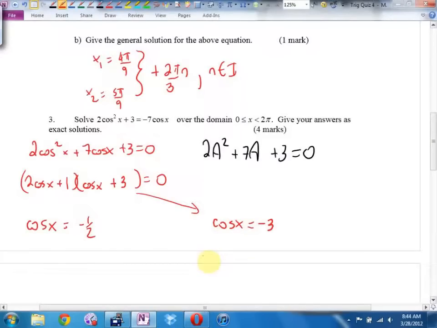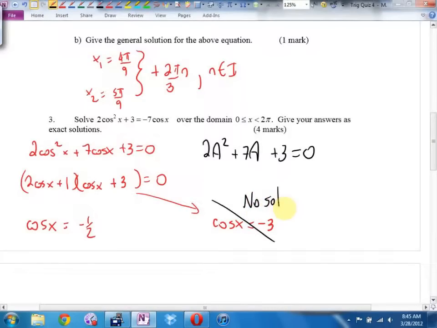How high does cosine get? What's the amplitude of cosine? What's the highest it gets? 1. What's the lowest it gets? This is saying, when does cosine get negative 3 high? Or negative 3 low? You know what? Never.